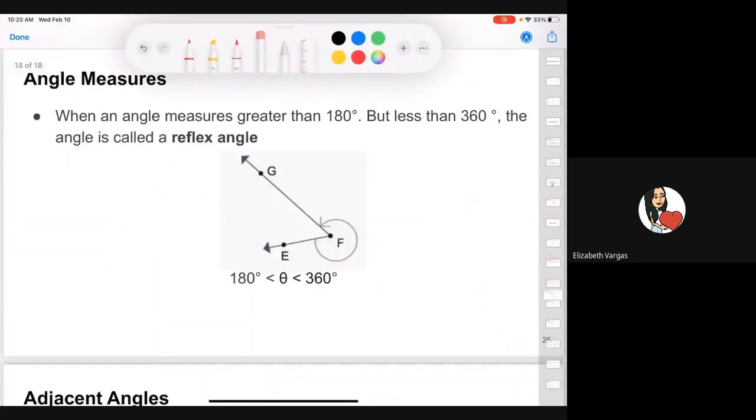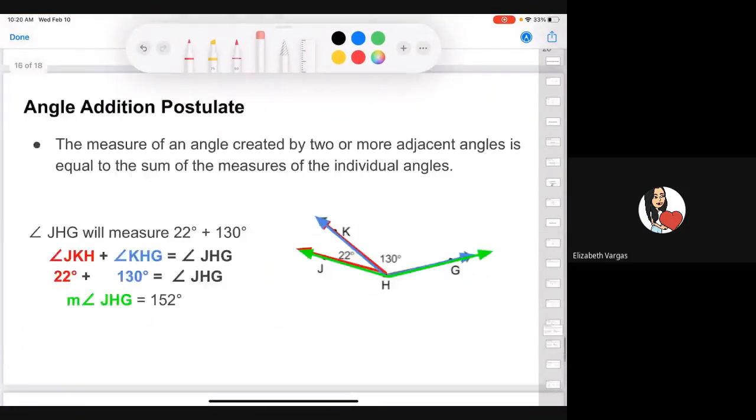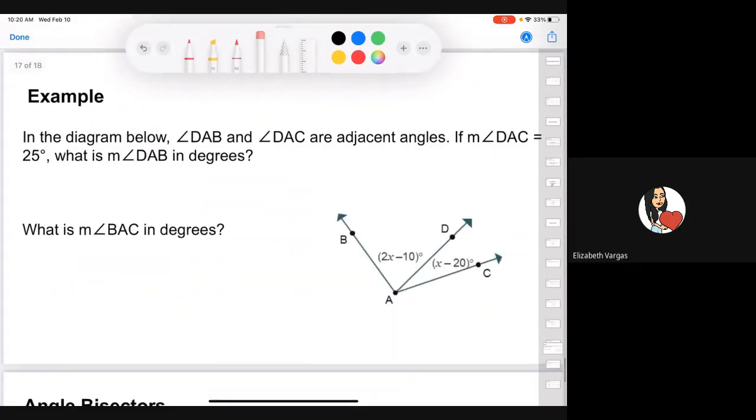Okay, so here's an example of where we want to use the angle addition postulate. Sorry, not that one, this one. Okay, and this one says in the diagram, DAB and DAC are adjacent angles. If DAC is equal to 25 degrees, so DAC would be this angle right here, what is the measure of DAB?